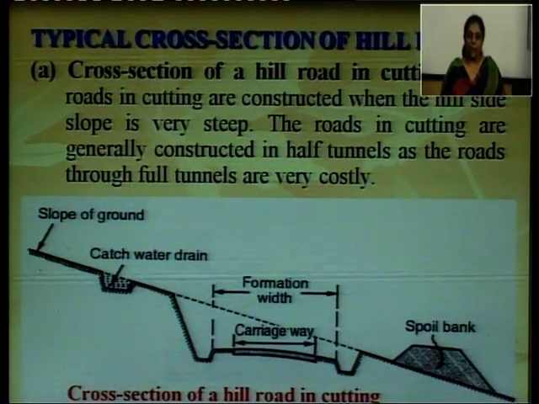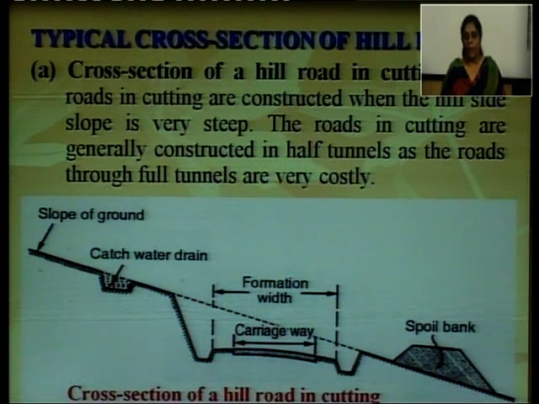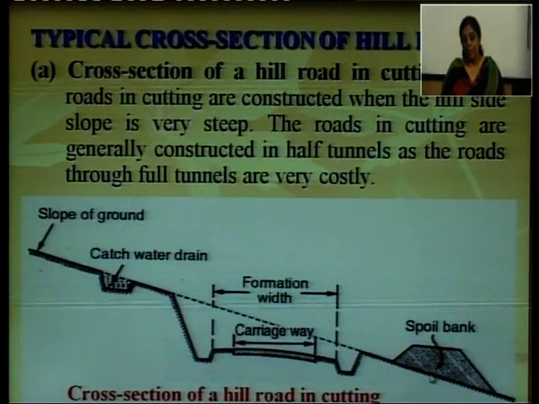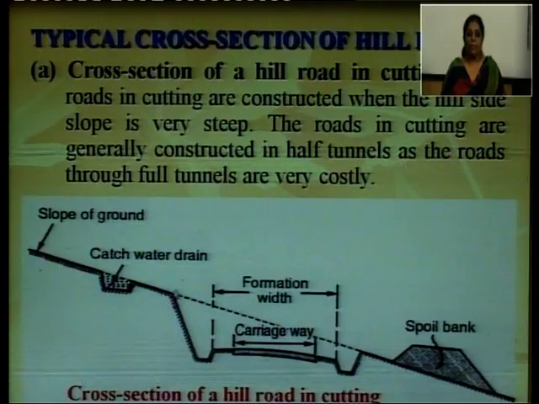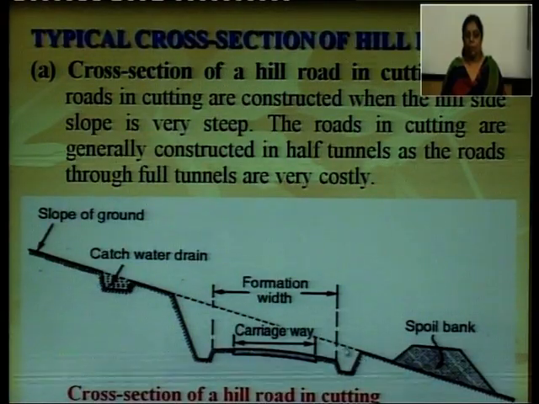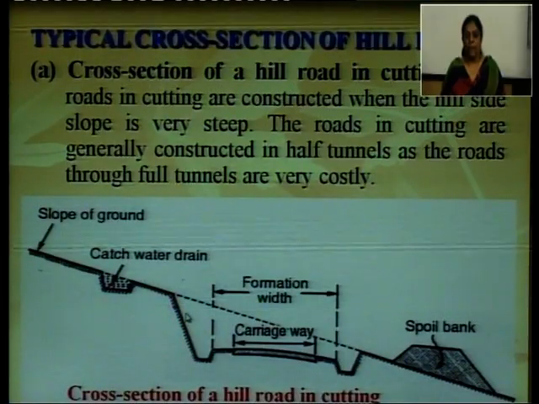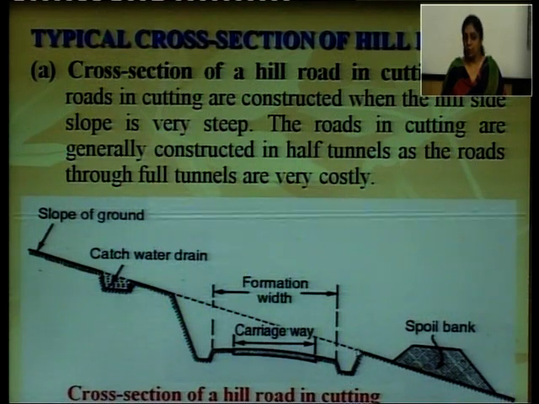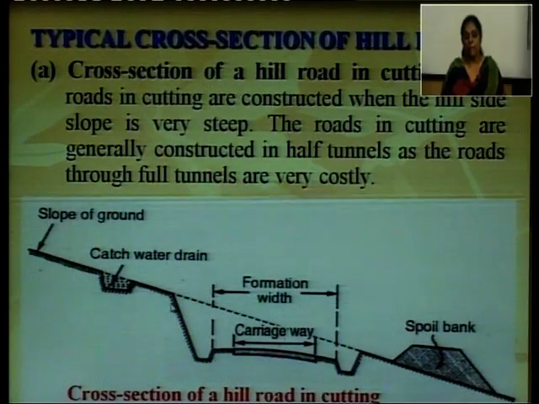So, here on the screen there is a cross section of hill road in cutting. You can see that this is the natural slope of the hill, natural slope of the ground, you can say, and from this part the slope is cut like this. So, the whole slope is cut like this, and on this part the road is constructed. So, this whole road is constructed in that part of the slope which has been cut.